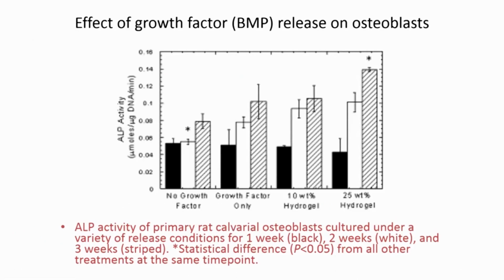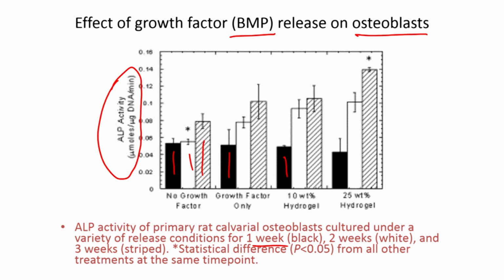Here is another example. In this case they have used BMP, which is a bone morphogenic protein, very widely used for bone regeneration applications, and osteoblasts are nothing but cells of the bones that are involved in bone formation activity. ALP is a measure of how much bone they are forming. It is an enzyme: the more bone is being formed, the more enzyme there will be. You can see there are 3 cases here. The black bars are 1 week data, the white bars are 2 week data, and the striped bars are 3 week data.